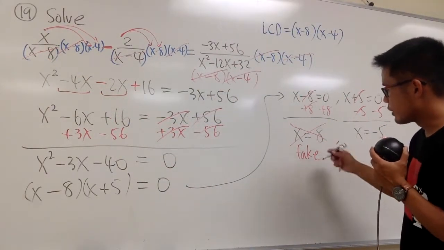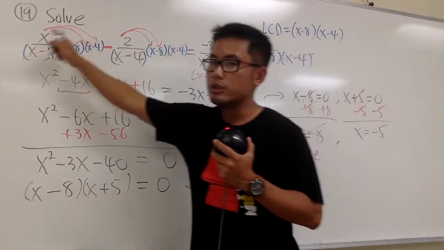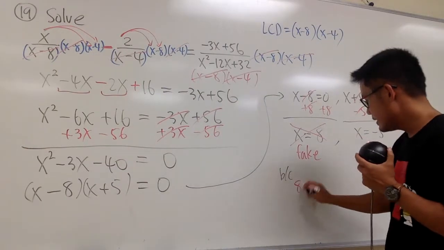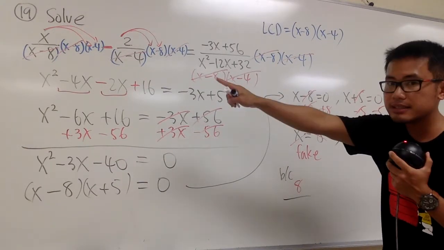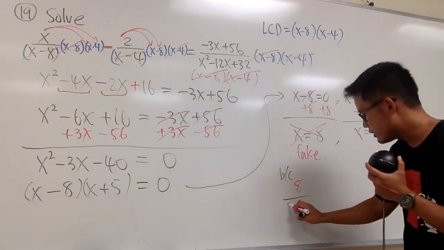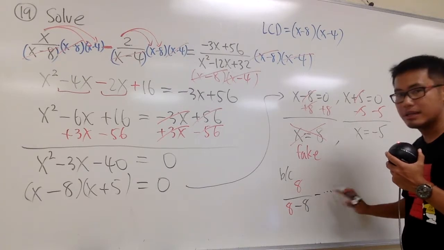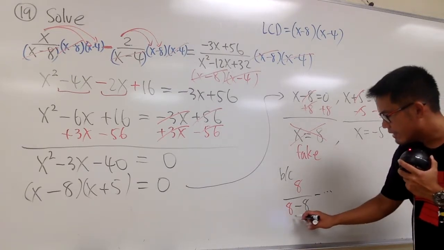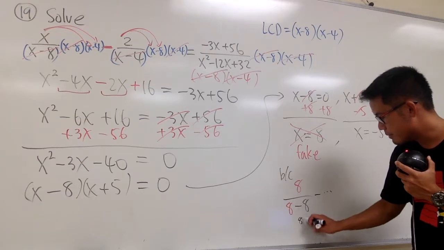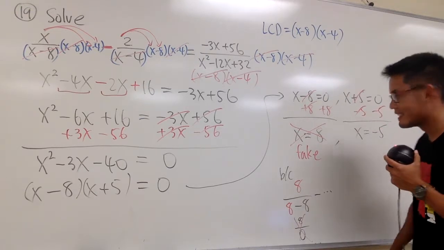So I will just tell you real quick, this is fake because when I plug 8 into the original, we will have 8 on the top because that was the x. And then here we have the x right here as well. So this is technically 8 minus 8, and then the rest, right? Doesn't matter the rest anymore. But you see, 8 minus 8, we have 8 on the top over the 0 on the bottom. This is no good. That's why.